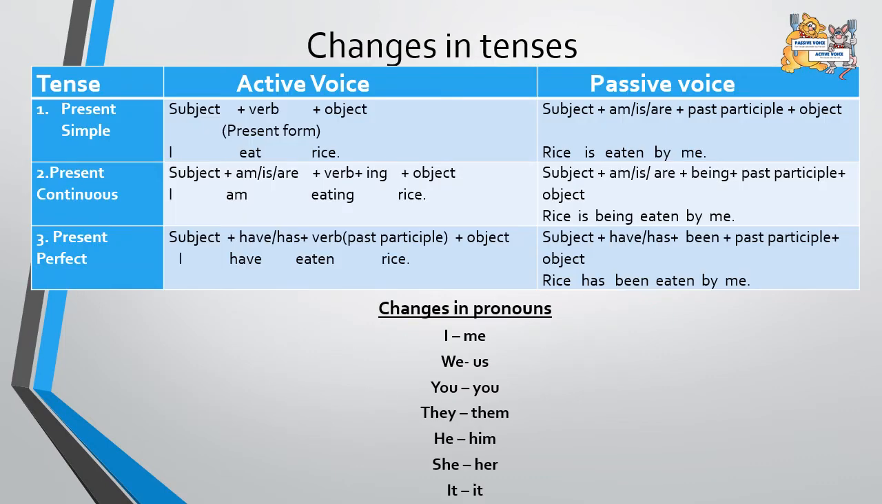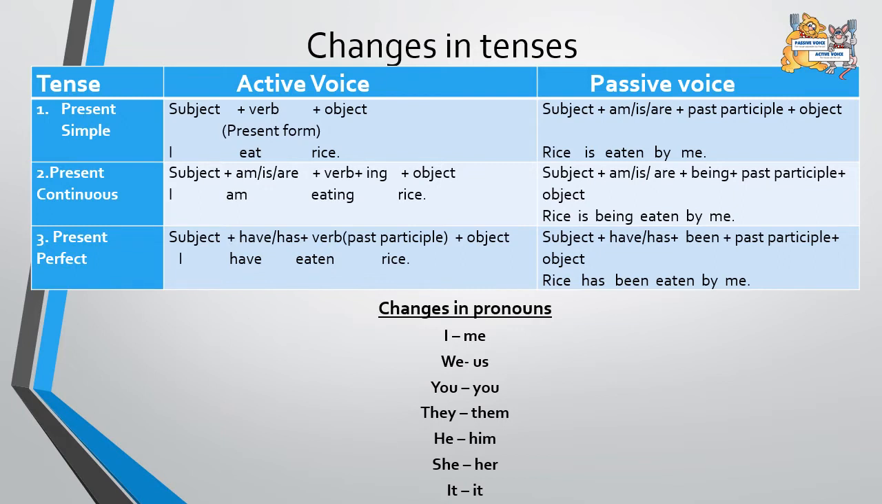Now study the following table which describes the changes in tenses and the changes in pronouns given below. Here we are going to focus on the tenses present simple tense, present continuous tense and present perfect tense. The passive voice formula of present simple tense is subject plus am, is, or are plus the past participle form of the main verb plus the object.